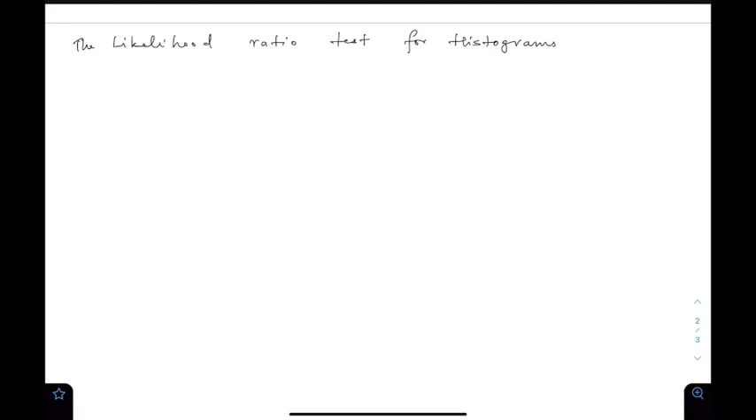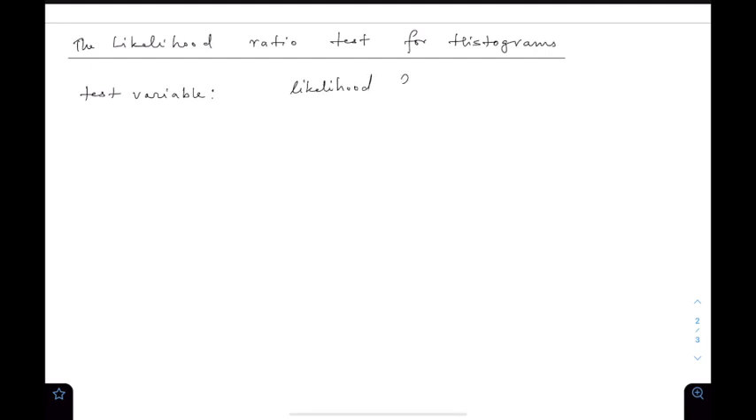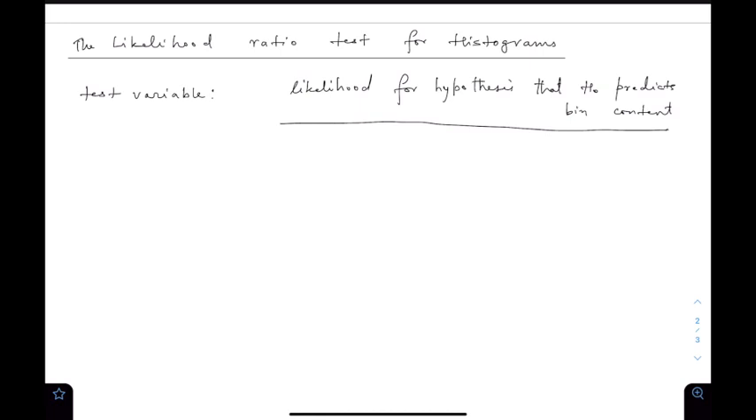The test variable is the ratio of the likelihood for the hypothesis that the bin content is predicted by H0 and the likelihood for the hypothesis that maximizes the likelihood for a given sample.